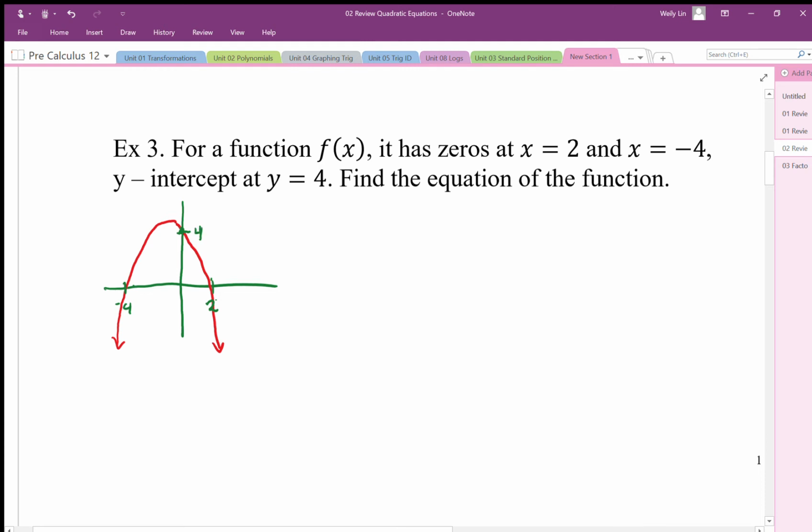Okay, so how do I find this? Well, I have the factors, so I could use a factored form. So the factored form would look like this. And it's important to know that it doesn't matter which form you use.